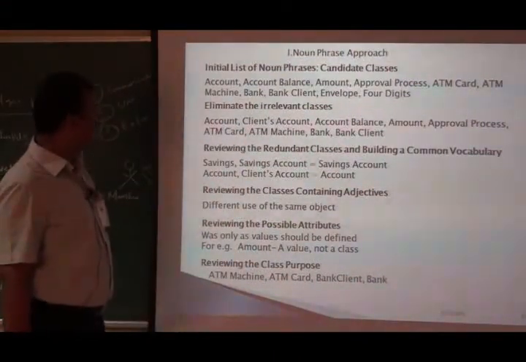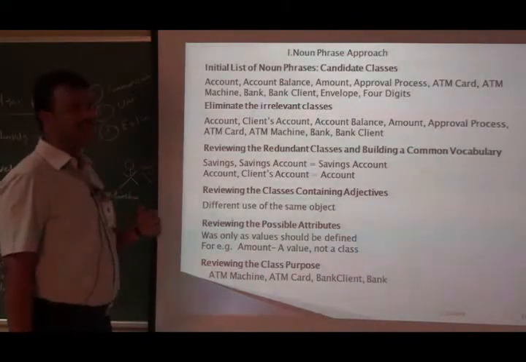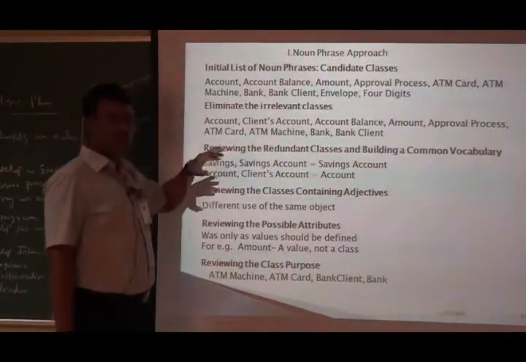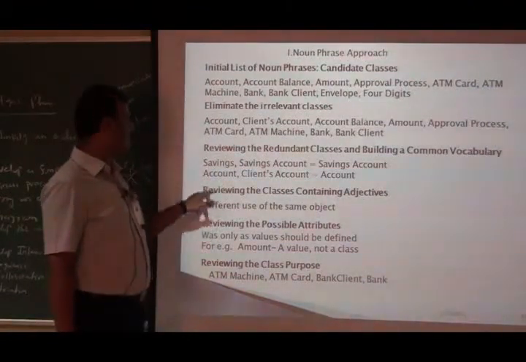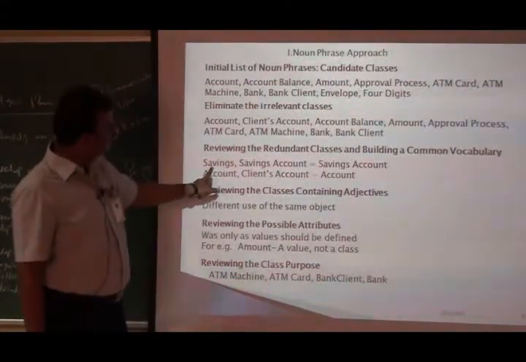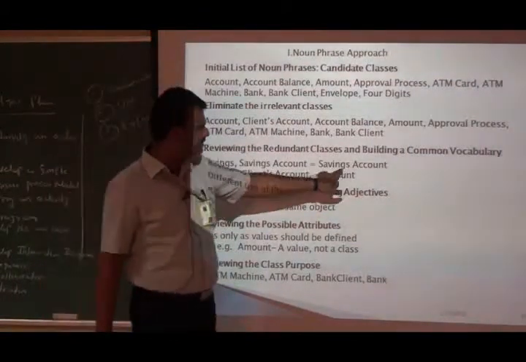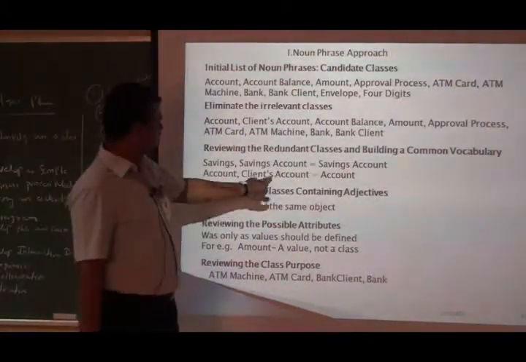Then we are going to review the redundant classes. How are we going to review the redundant classes? We are going to build a common vocabulary. For example, saving and savings account both have the same meaning. They are combined and known as the saving account. The account and client's account both have the same meaning.